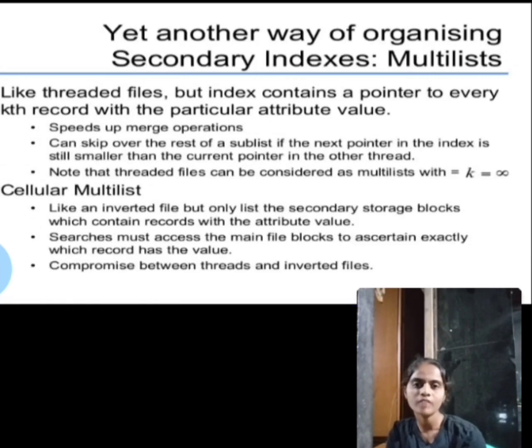Yet another way of organizing secondary indexes: multi-lists. Like threaded files, but the index contains a pointer to every kth record with the particular attribute value. This speeds up merge operations, which can skip over the rest of the sublist if the next pointer in the index is still smaller than the current pointer in the other thread. Cellular multilist is like an inverted file but only lists the secondary storage blocks which contain records with the attribute value. It is a compromise between threads and inverted files.